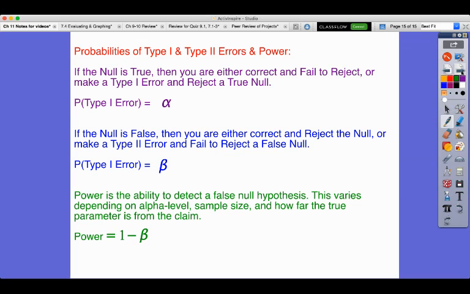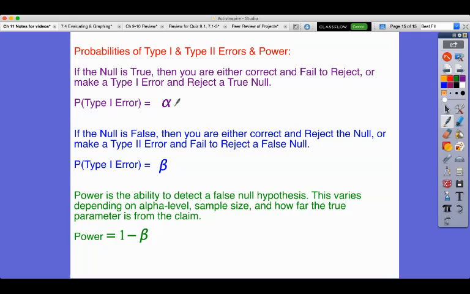The last thing we want to discuss from this unit is the probabilities of type 1 and type 2 error. Notice these are written as if-then statements. If the null is true, then you're either correct and you fail to reject the null, or you make a type 1 error and you reject a true null. And the probability that you would reject is your alpha level. In the long run, alpha percent of the time, you're going to reject a true null.